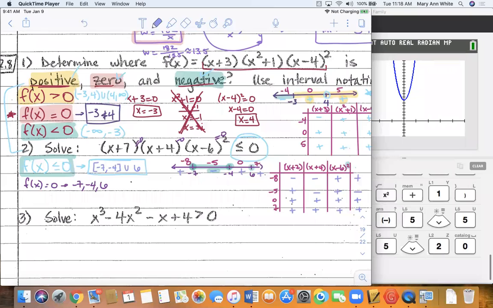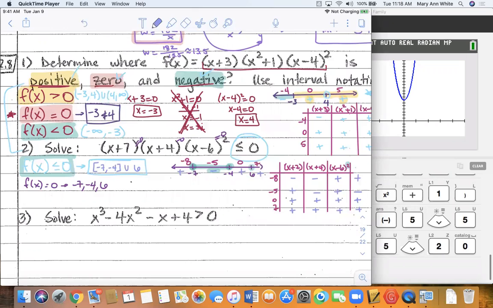And so that blue box is my answer. Any questions so far? I forgot to prove this point on the last problem, so I'll just do it on this problem.